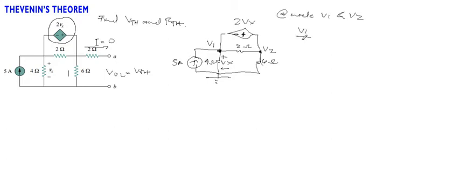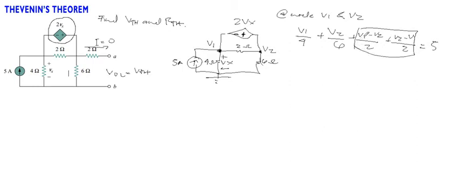We have V1 over 4 plus V2 over 6. So, why did I not write V1 minus V2 and V2 minus V1 over 2? Because they cancel out. So, what if we write plus V1 minus V2 over 2 plus V2 minus V1 over 2 is equal to 5 ampere. What happens is, if we look, these two terms here are equal and opposite, so this becomes 0. So, we rewrite: V1 over 4 plus V2 over 6 is equal to 5.